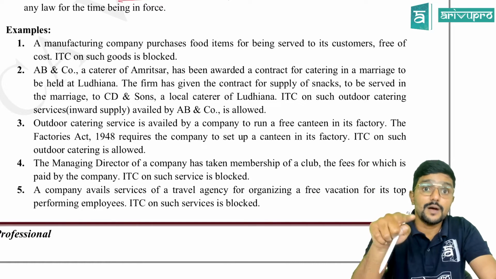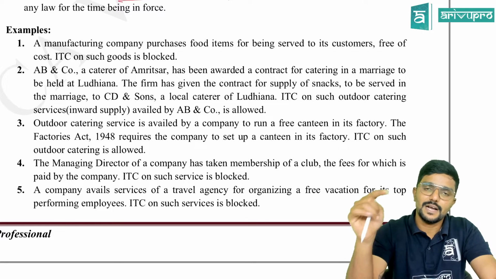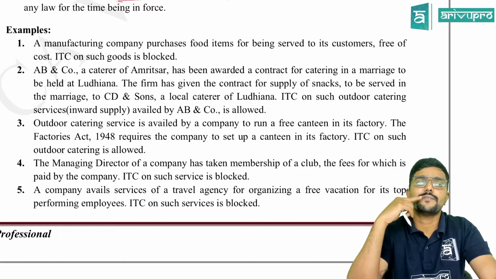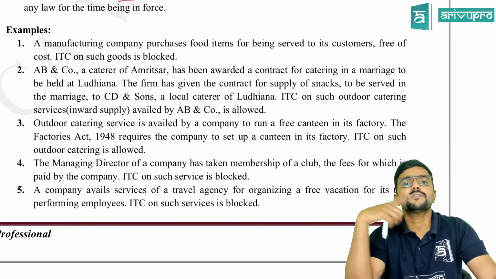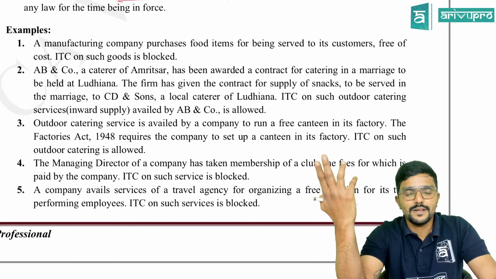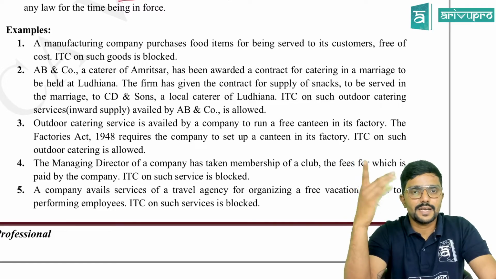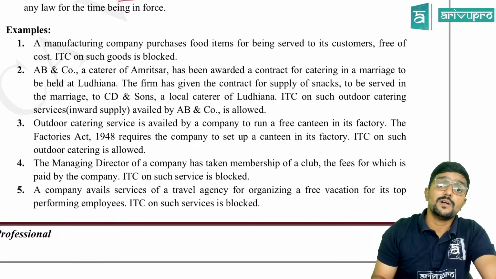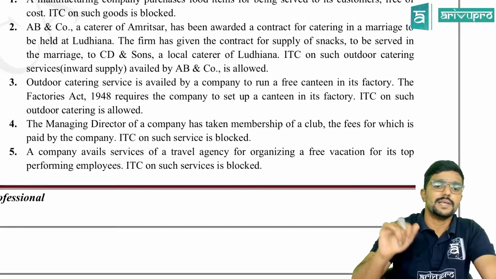If it was not obligatory for the employer under the Factories Act, then credit was not available, because it is given free of cost to the employees. In that case, there is no further supply of the same category. So that is why the credit will not be available if it was not obligatory.